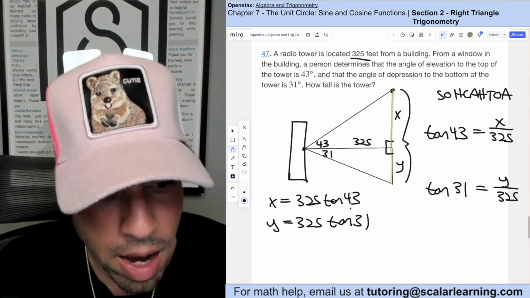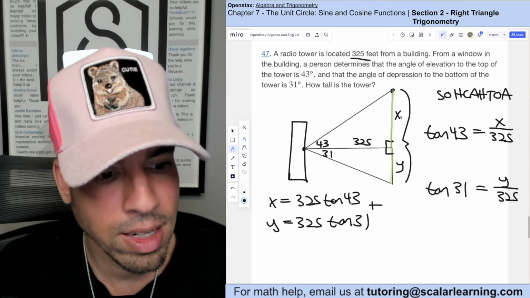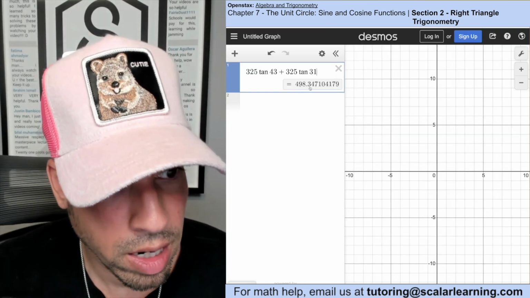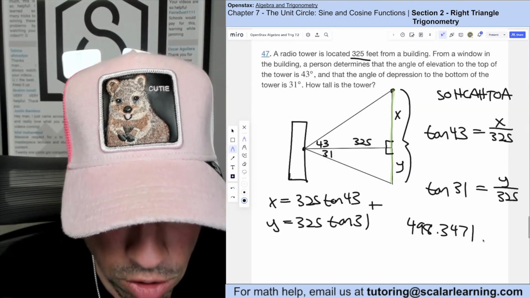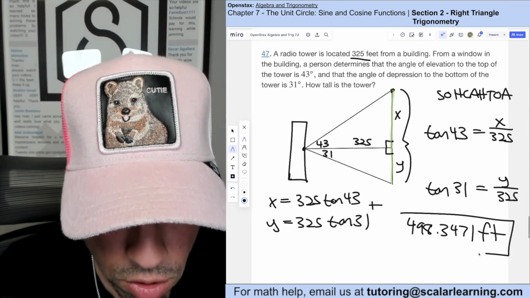And then to get the full height, I just add these together. So we're going to do that in Desmos now. And we get 498.3471 for the height. And since this was given in feet, our answer is in feet. There's your answer. Boom, done.